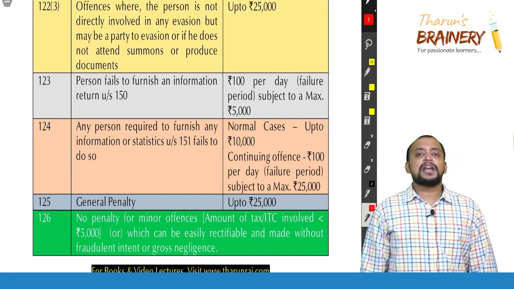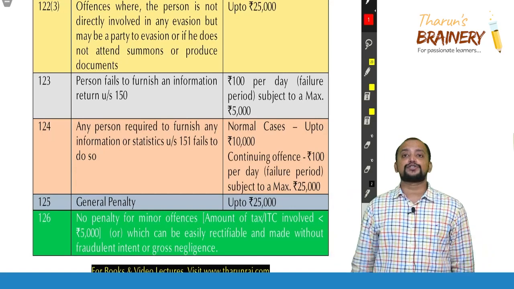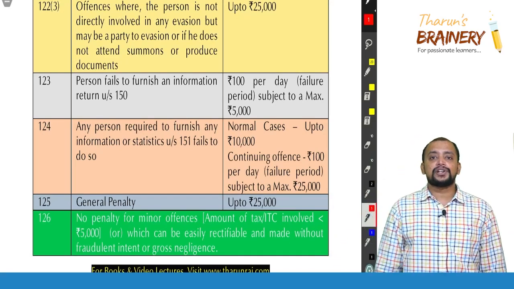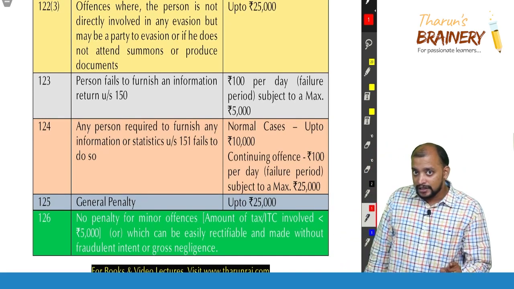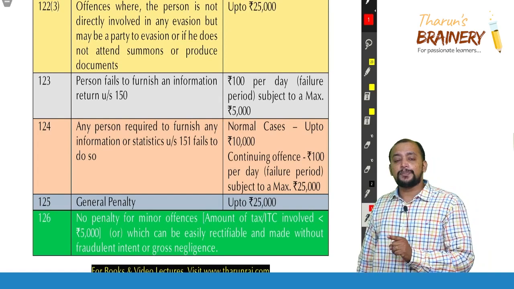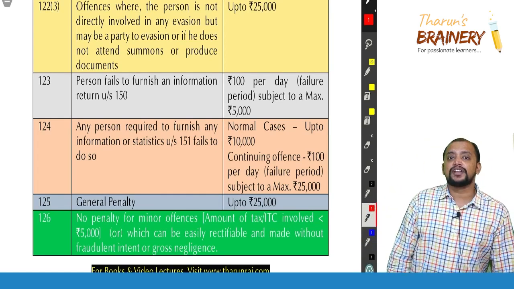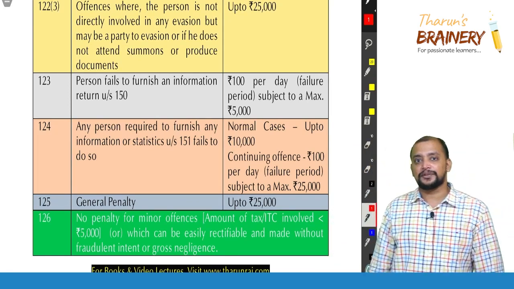And a bank manager can be asked to submit the information return. The bank manager has to submit the information return. So this is known as an information return. If you are not submitting the information return, then the penalty will be 100 rupees per day, subject to a maximum of 5,000 rupees. Got it? That is the 123 penalty.